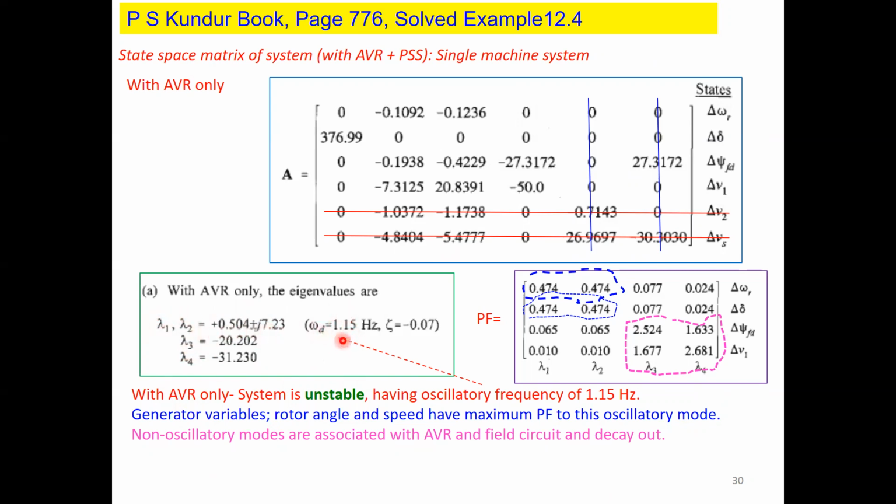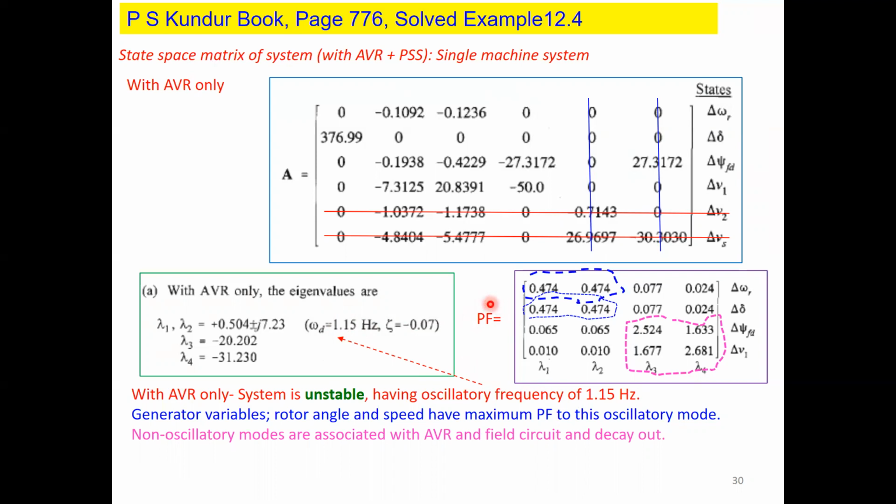And what you find here is 7.23. This is omega. You can convert it into hertz. So it is oscillating at 1.15 hertz here, right?